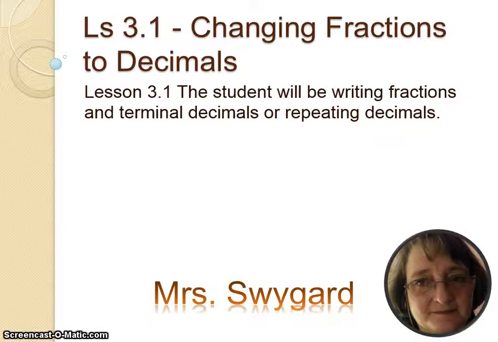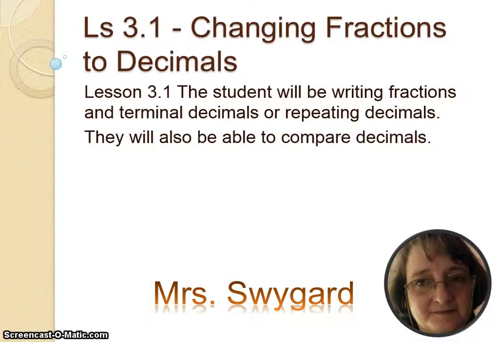Okay, the lesson is to write a fraction as a terminating decimal and a repeating decimal. You'll also be able to compare decimals when we're done with this lesson.